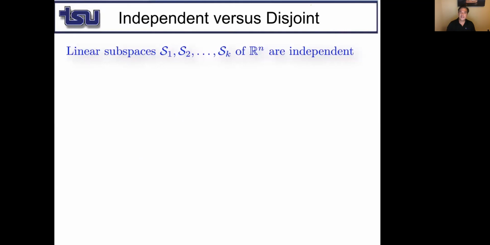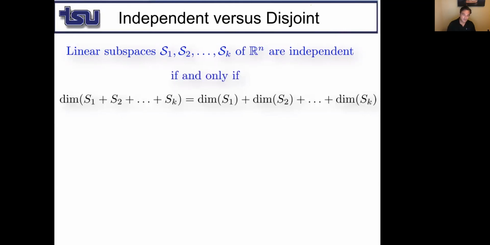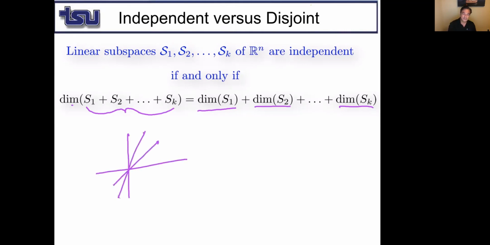So how do we check if subspaces are independent? Assume that we have S1, S2, up to Sk, subspaces of Rn. So we have k subspaces. If I look at the sum of those subspaces, S1 plus S2 all the way to Sk, and if I look at the dimension of the sum of those subspaces, if it is equivalent to the sum of the dimensions of the subspaces separately, then they are linearly independent. For example, we had one line, another line.